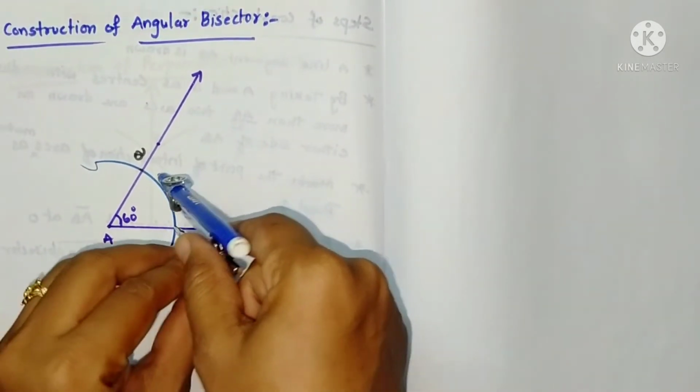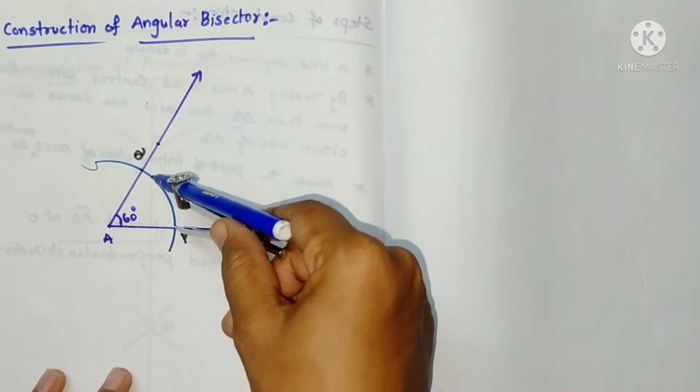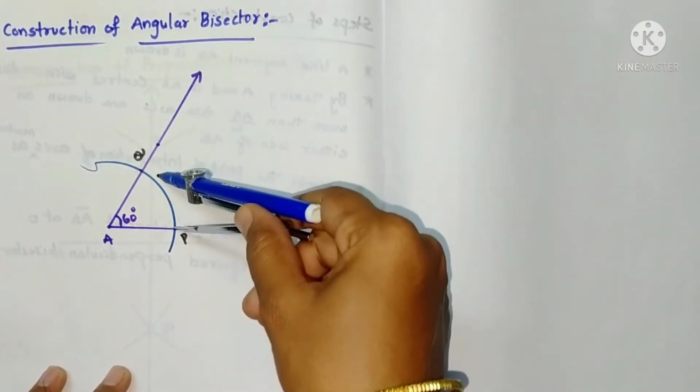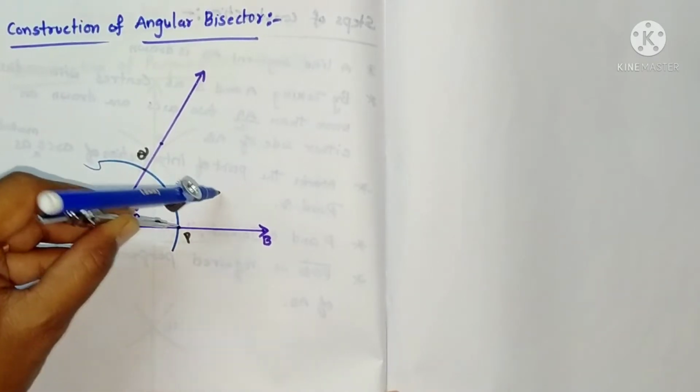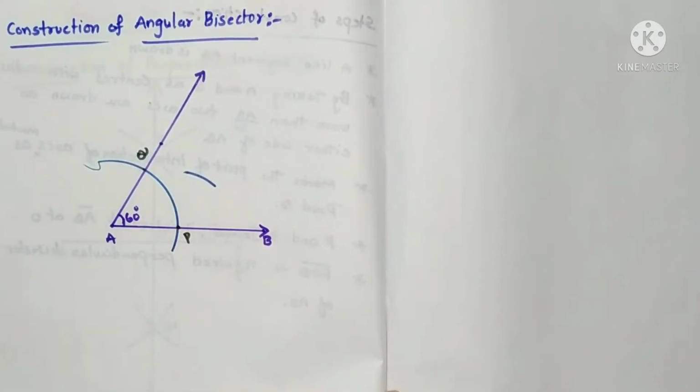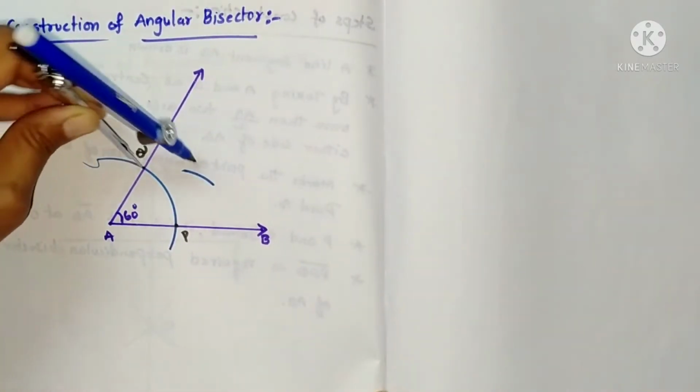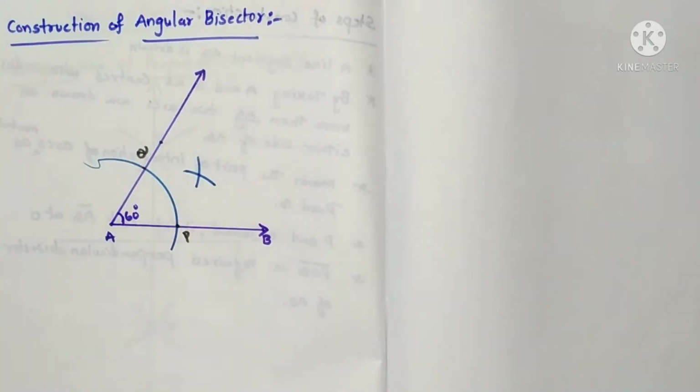Perpendicular bisector lo manam more than half తీసుకున్నాం కదా. So దీనికి కూడా more than half. Taking more than half radius from P, draw an arc. Similarly, from Q, draw another arc.